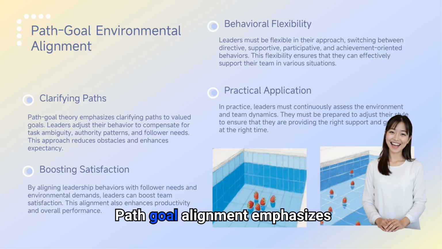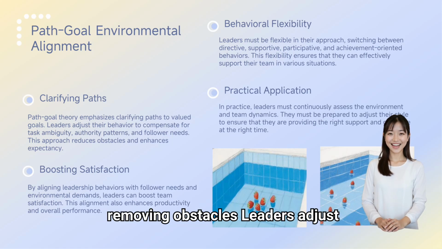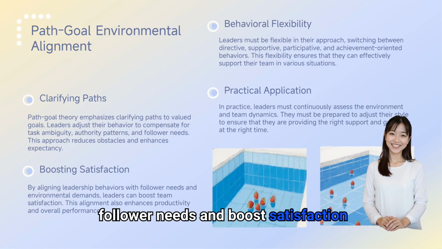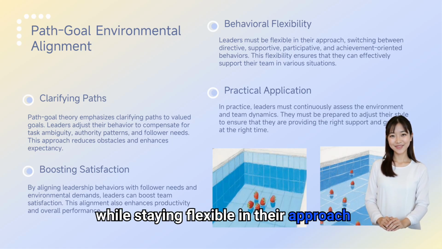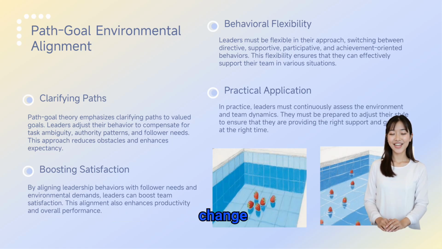Path-goal alignment emphasizes clarifying pathways to valued goals and removing obstacles. Leaders adjust behavior to reduce ambiguity, match follower needs, and boost satisfaction, while staying flexible in their approach so they can provide tailored support and practical guidance as circumstances change.